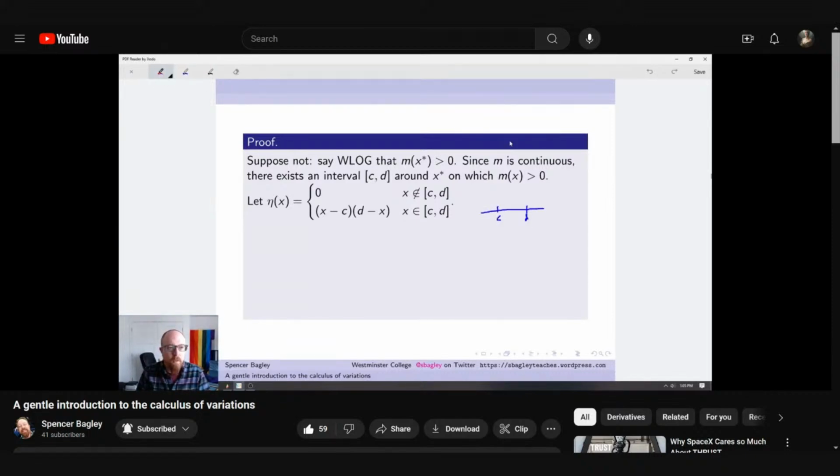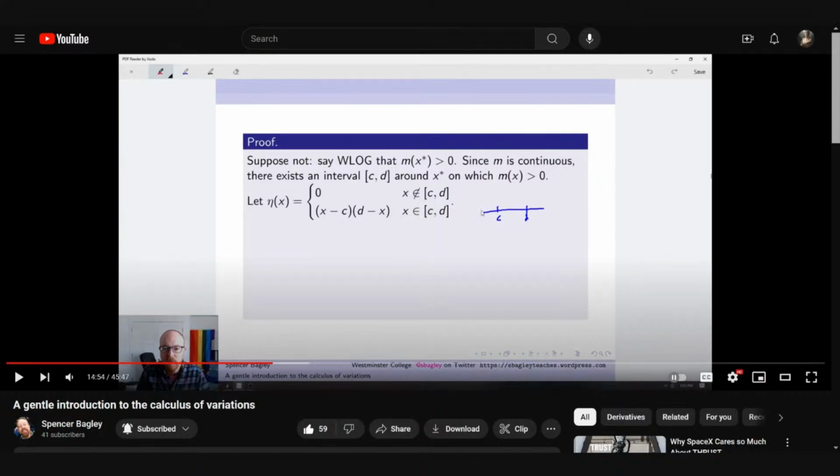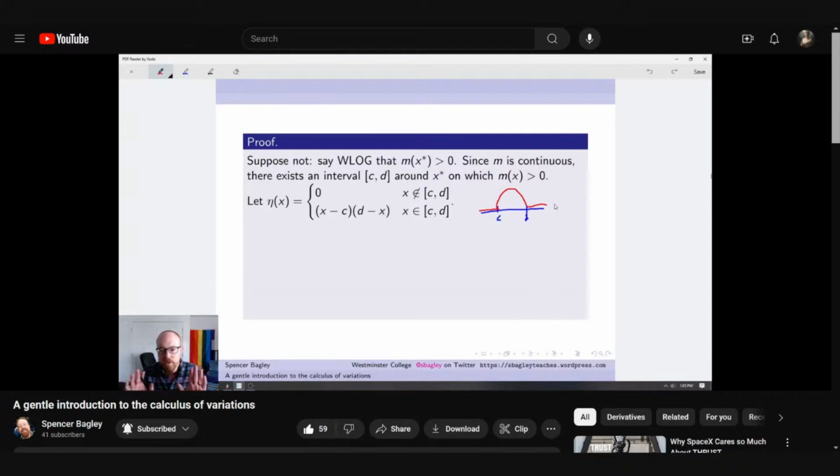Here is c, here is d. It's going to be 0 at c and 0 at d, because at x equals c this is c minus c, and at x equals d it is d minus d. So it's going to be 0 and 0. I don't know what it looks like between. 0, parabola, 0. Very nice. So this is clearly a variation, right? It satisfies our definition.